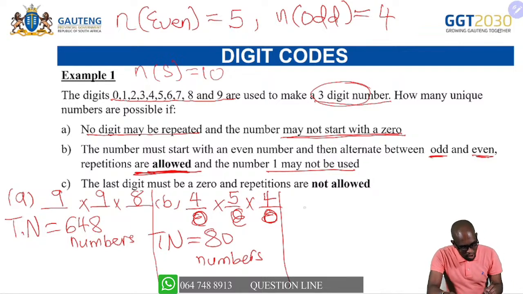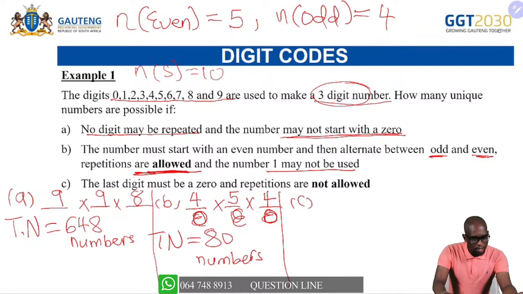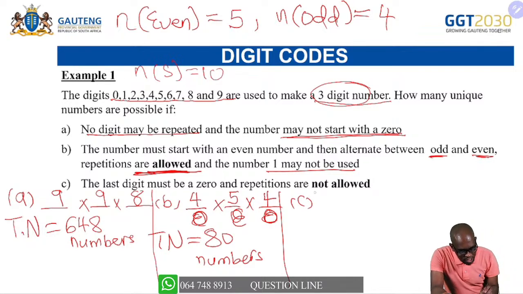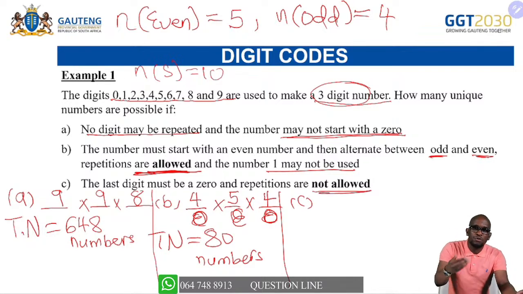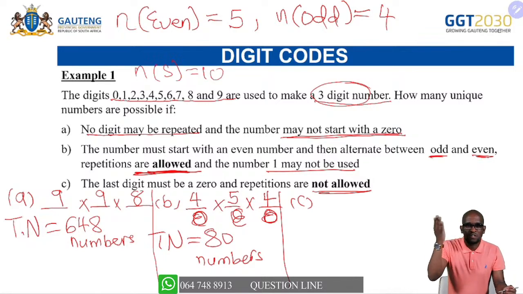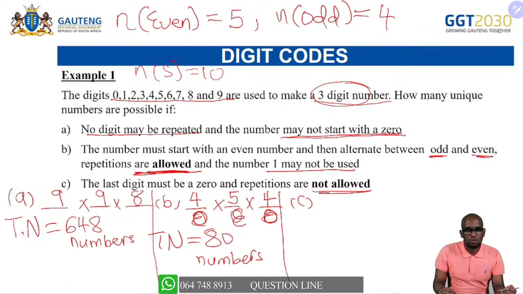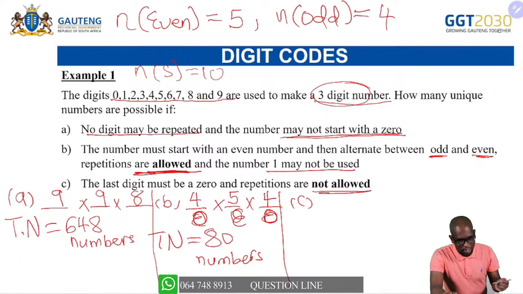Right, moving right along to the last one now. The last one, they say the last digit must be a 0 and repetitions are not allowed. Now, if you look at this question, you can see that there are 2 conditions. The first condition is that the last digit must be a 0. So you should have 0 in the last position. The next one is that they say repetitions of digits is not allowed. So you cannot use 1 digit more than 1 time, right?